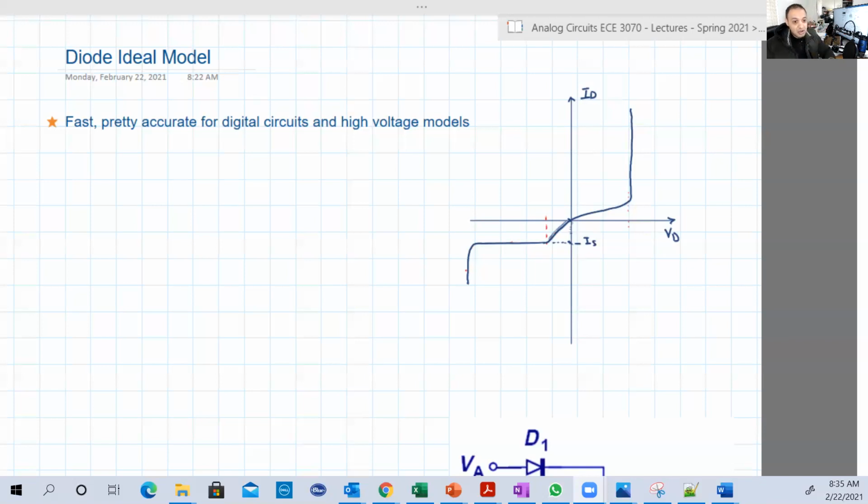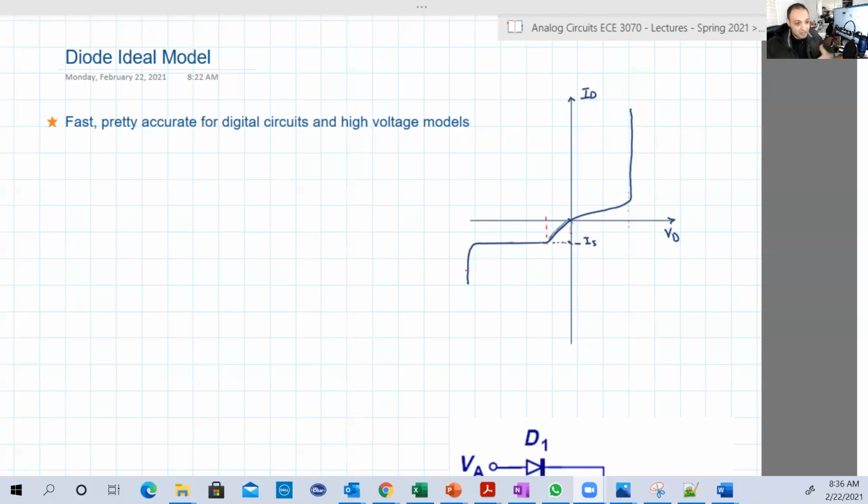And now it's turn to the third and last model for the diode, which is called the ideal model. Although it will look not accurate at the beginning, it's really very fast. And for some applications, you can consider it accurate, basically digital circuits.